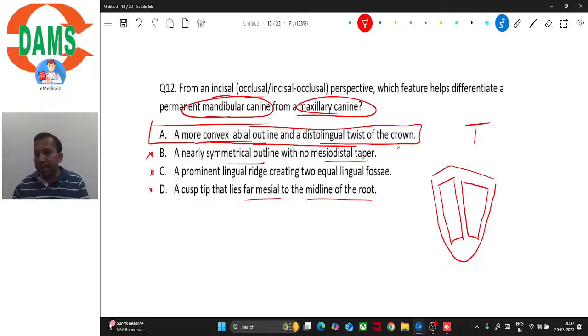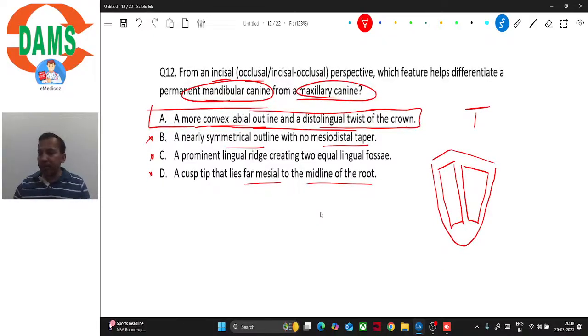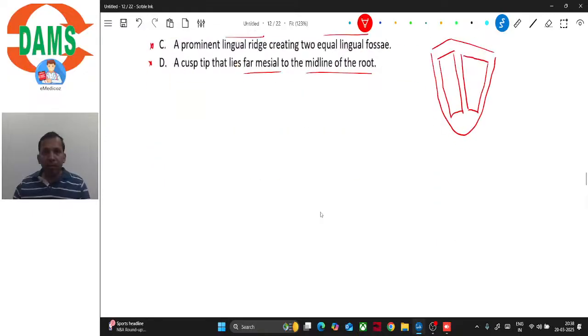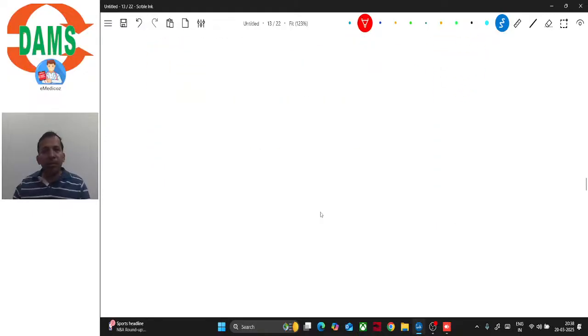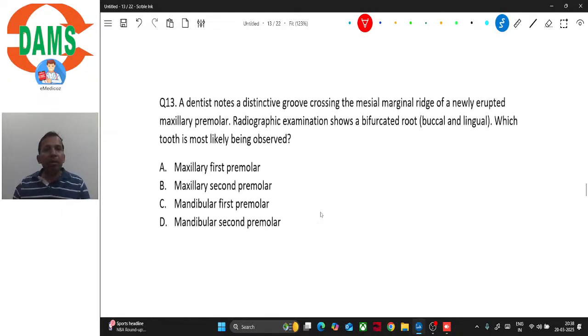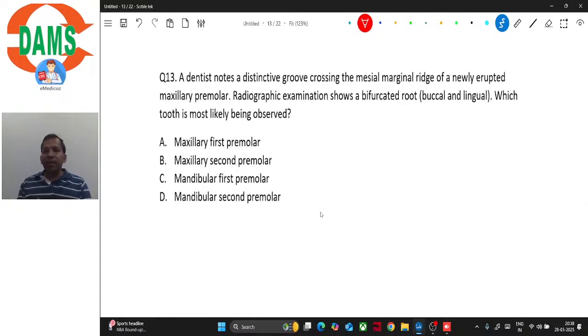Is it clear? So option A is the correct answer here. Is it clear? Do you have any doubts? If you have any doubts, you can ask. You can stop me and ask your doubts.